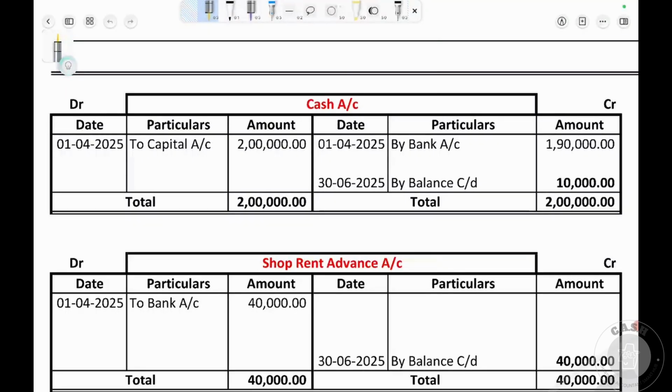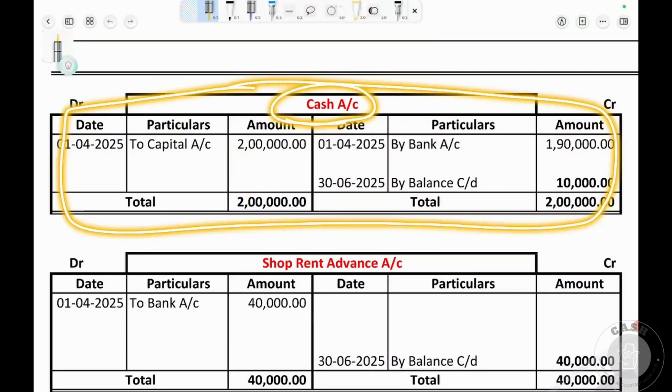Why do we call it the principal book of accounts? Because final accounts, that is P&L and balance sheets, are prepared using ledgers, not directly from journal entries. Journal entries record transactions date-wise, but ledger groups those transactions account-wise.